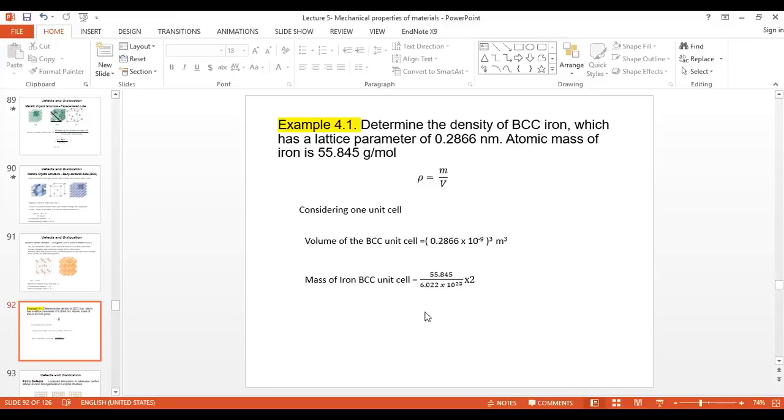I hope you can get the answer by doing the calculation. Now here the unit is grams because we have not converted this 55.845 into kilograms or anything. So the unit will be gram here. So this is how we use the information about the unit cell to calculate certain parameters.